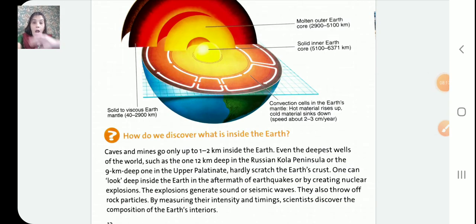On the outer surface of the earth, we know it is made up of soil, rocks and water. But today we know that the earth is also surrounded by air which is called atmosphere. So do you know what is inside the earth? How do scientists research what is inside the earth?